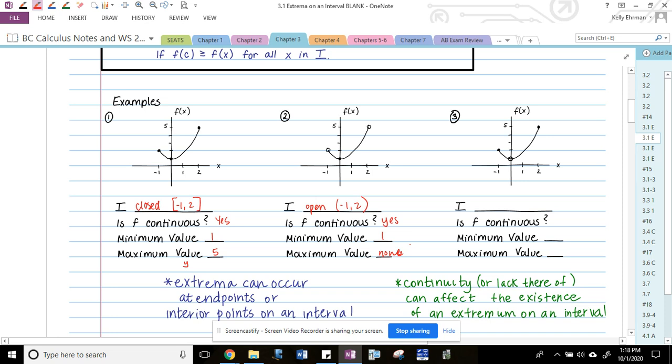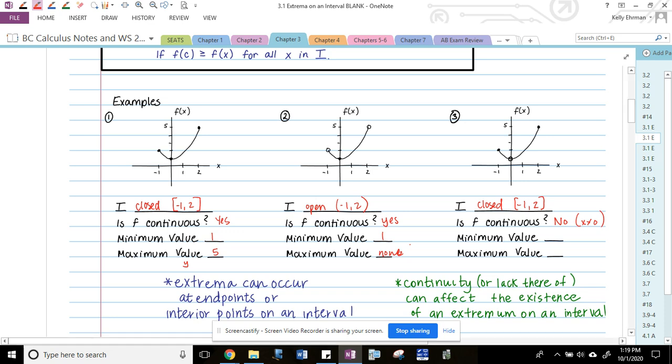Okay, what about number 3? We have a closed interval. Now, I know the domain isn't defined at 0 here, but the interval that we're looking at that's covered on this graph is -1 to 2. Remember, this is not the same as domain. I'm just saying zoom in on this piece of the function. Is f continuous? No. There's a hole at x equals 0, so x can't equal 0. Is there a minimum value? No, for the same reason there wasn't in number 2.